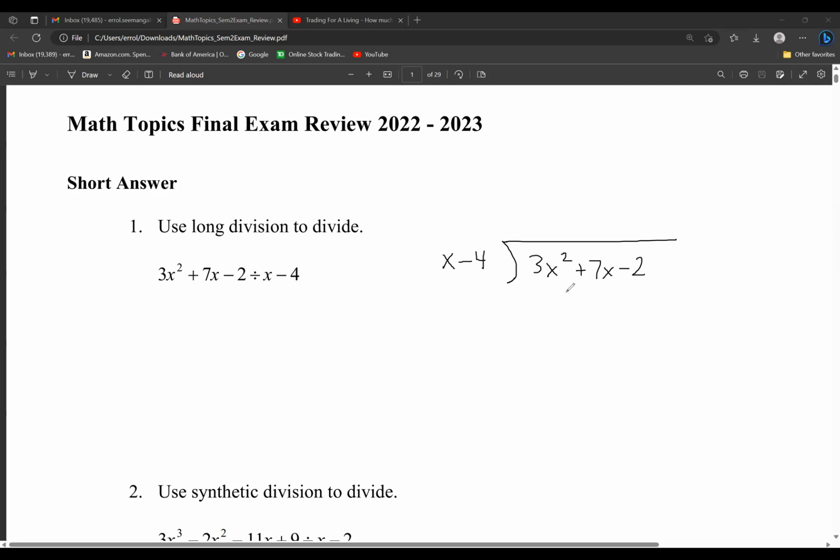Actually, just look at this right here. That's on the outside. Look at that and look at this right here. Ignore the minus 2 on the end for a second. So ask yourself, how many times does the x minus 4 go into this? Basically, take your 3x squared plus 7x, divide that by x minus 4. It's just x, right? It's really just x.